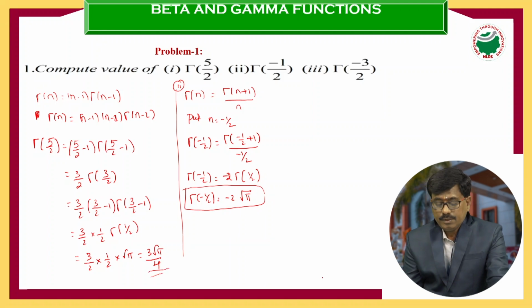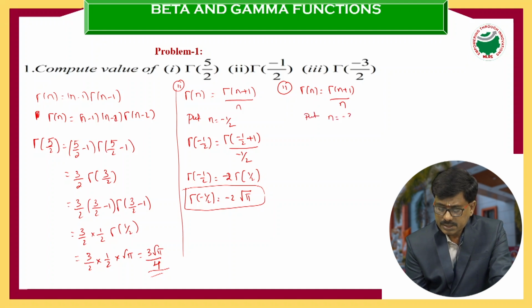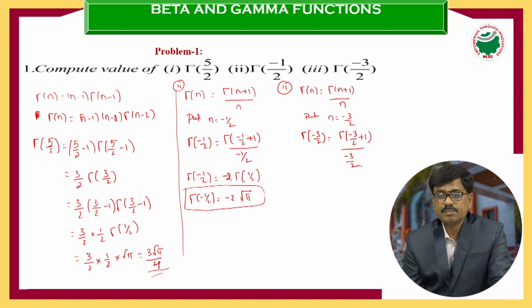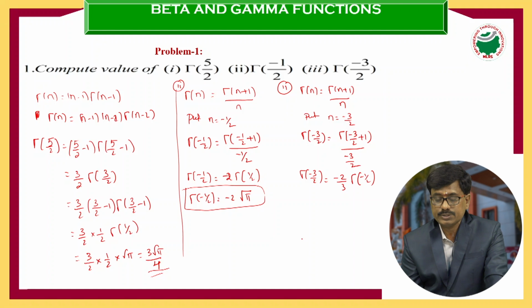And similarly, we can compute gamma of minus 3 by 2. Let's take the property gamma of n is equal to gamma of n plus 1 divided by n. Now, I need to substitute n value minus 3 by 2. This becomes gamma of minus 3 by 2 equals gamma of minus 3 by 2 plus 1 whole divided by minus 3 by 2. If I simplify this result, it is minus 2 by 3 into gamma of minus 1 by 2.